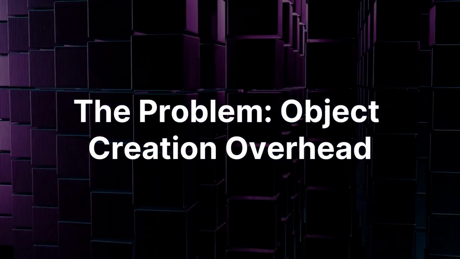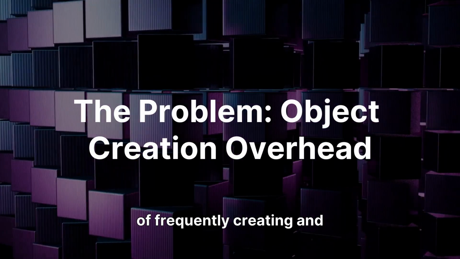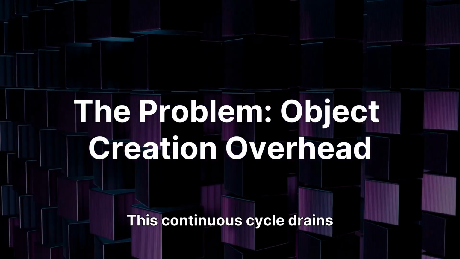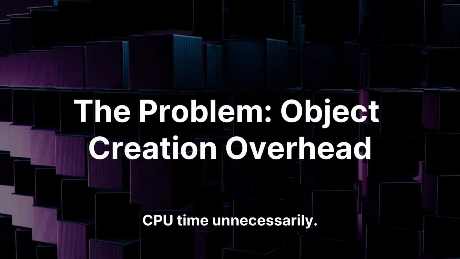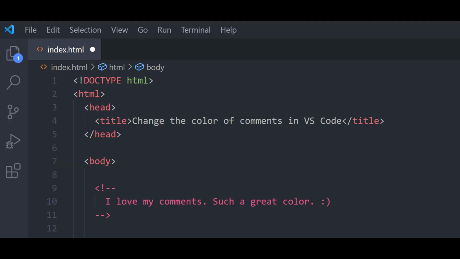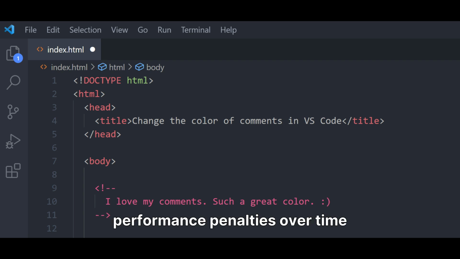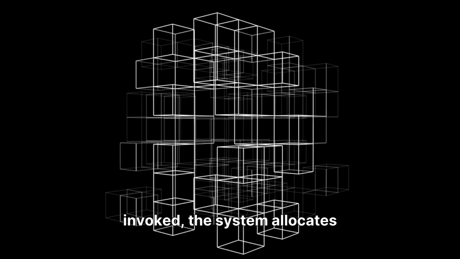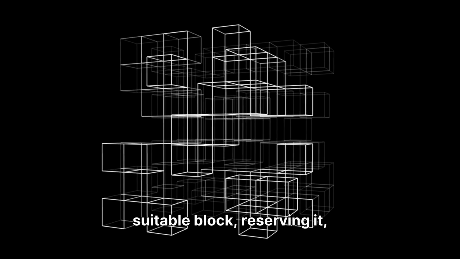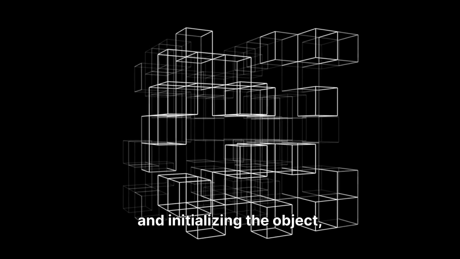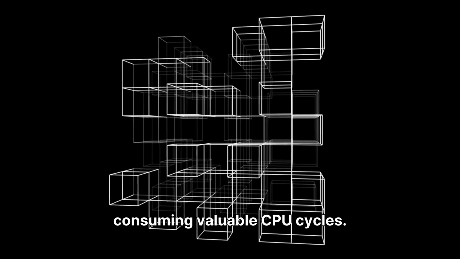First, let's understand the problem: the performance cost of frequently creating and destroying objects. This continuous cycle drains system resources and valuable CPU time unnecessarily. Consider a common C# loop where we repeatedly instantiate new objects using the new keyword. This operation accumulates significant performance penalties over time in critical application paths. Each time new is invoked, the system allocates memory for the new object. This involves finding a suitable block, reserving it, and initializing the object, consuming valuable CPU cycles.